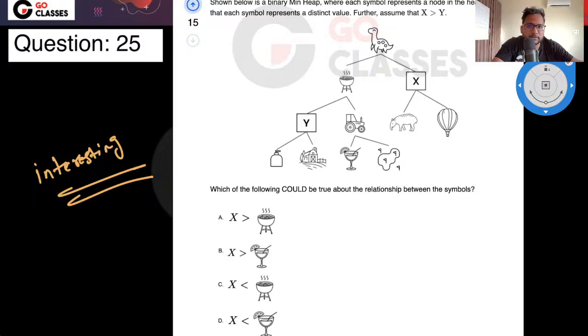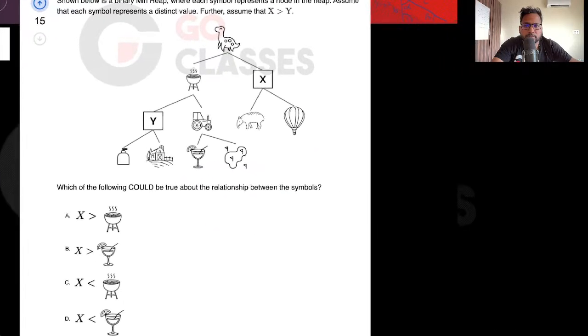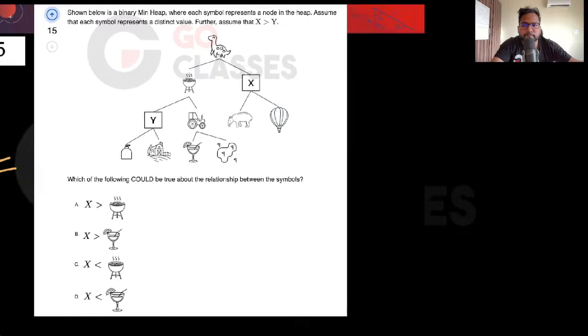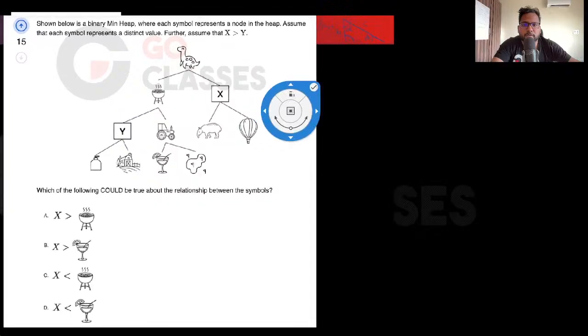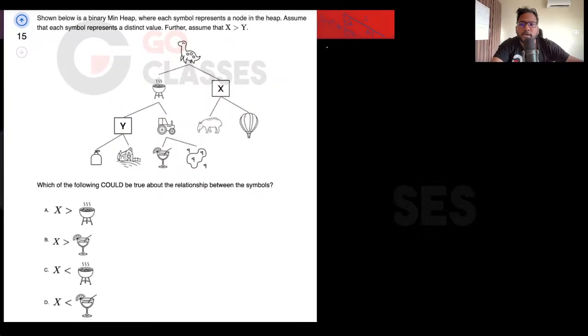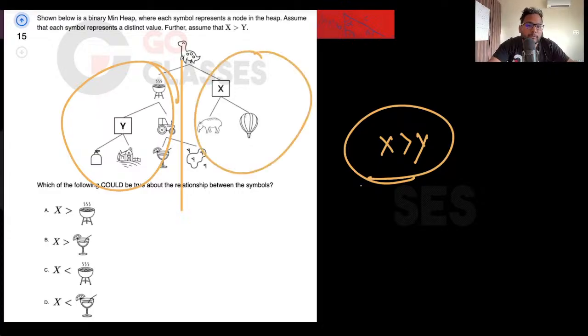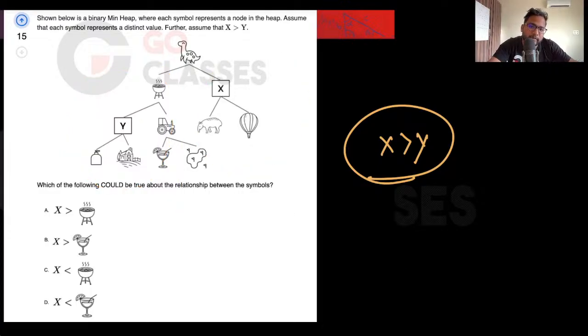If not, let me just go to the next page. Okay, I hope now it is visible, right? Now here it is given that x is greater than y. See, generally in a heap, there is no relation between the left side or right side. But they have given that there is a relation between x and y. Generally in the heap, there is no relation between left and right, but in the question, it is given to you.